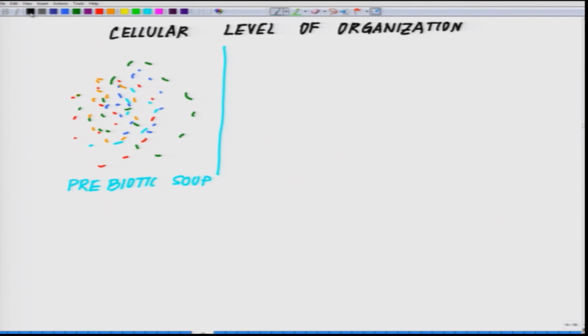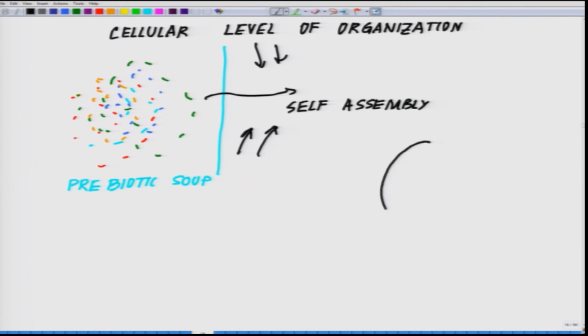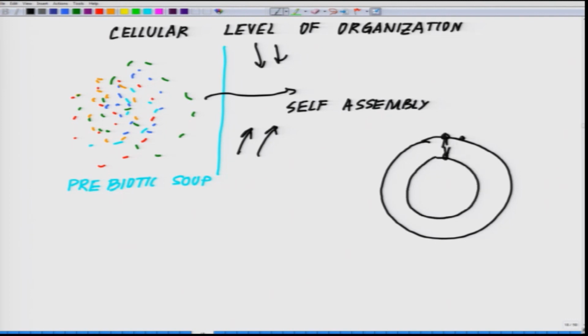At one point, by some physical forces of nature, there was a self-assembly which occurred. These could be complex molecules, these could be simple atoms, these could be molecules of lipids, and they form the first confined structure, what we today call a cell. And the cell is formed by the self-assembly of a lipid bilayer.